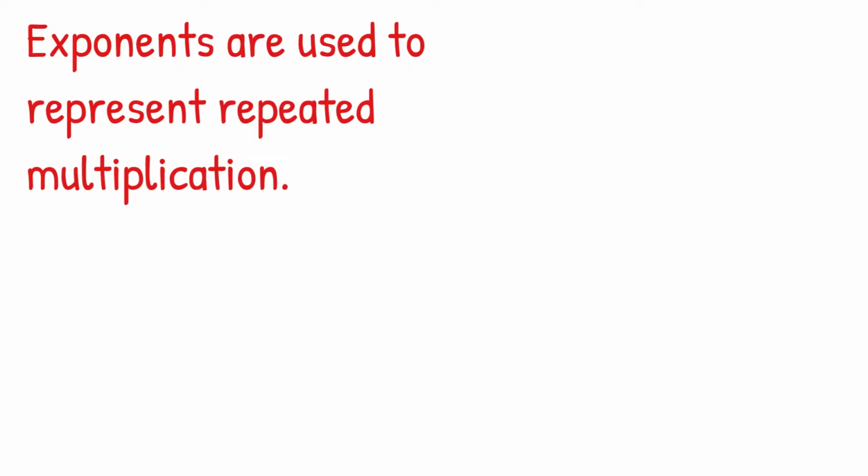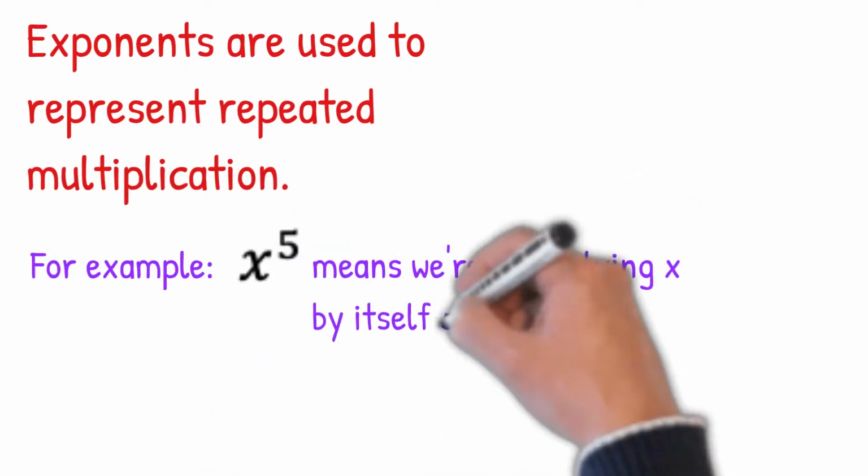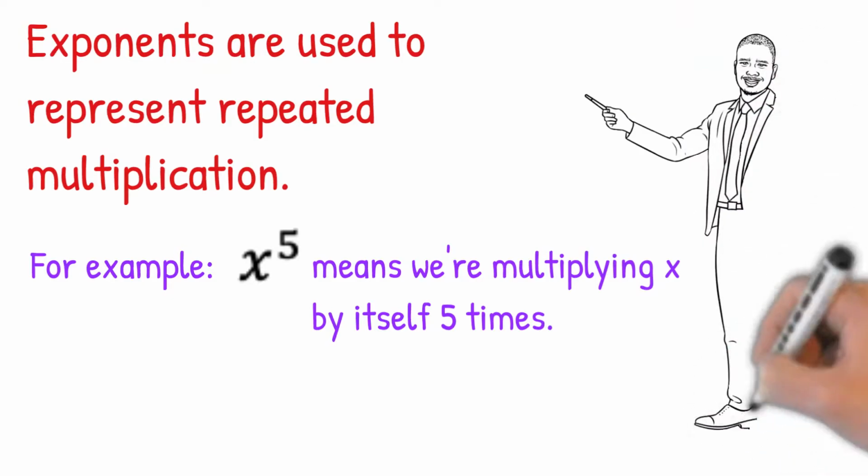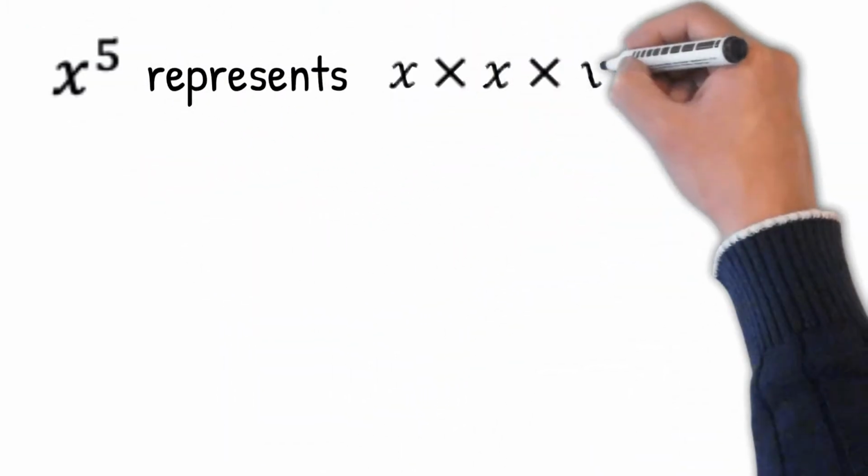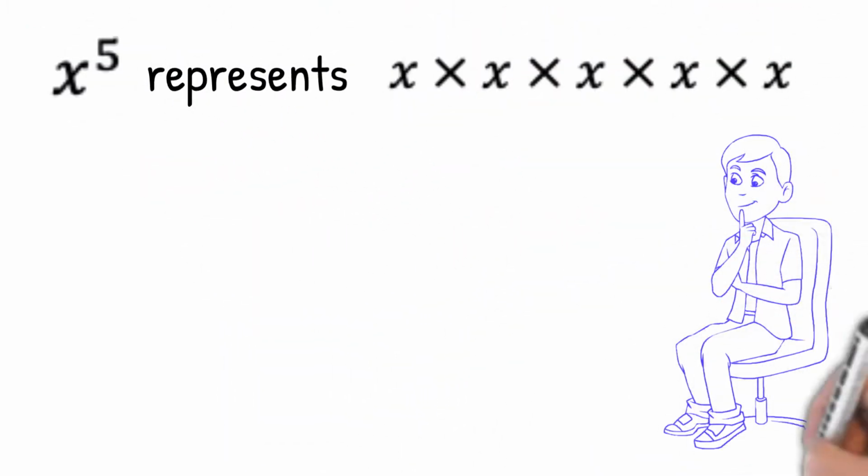Exponents are used to represent repeated multiplication. For example, x to the 5 or x to the 5th means we're multiplying x by itself 5 times. X to the 5 represents x times x times x times x times x.